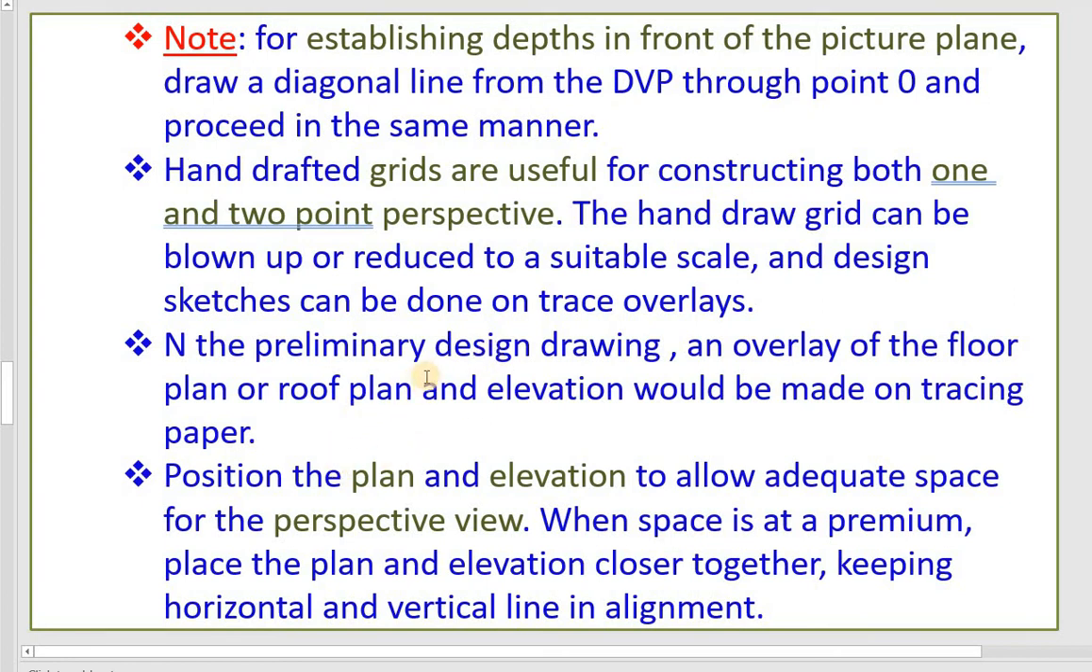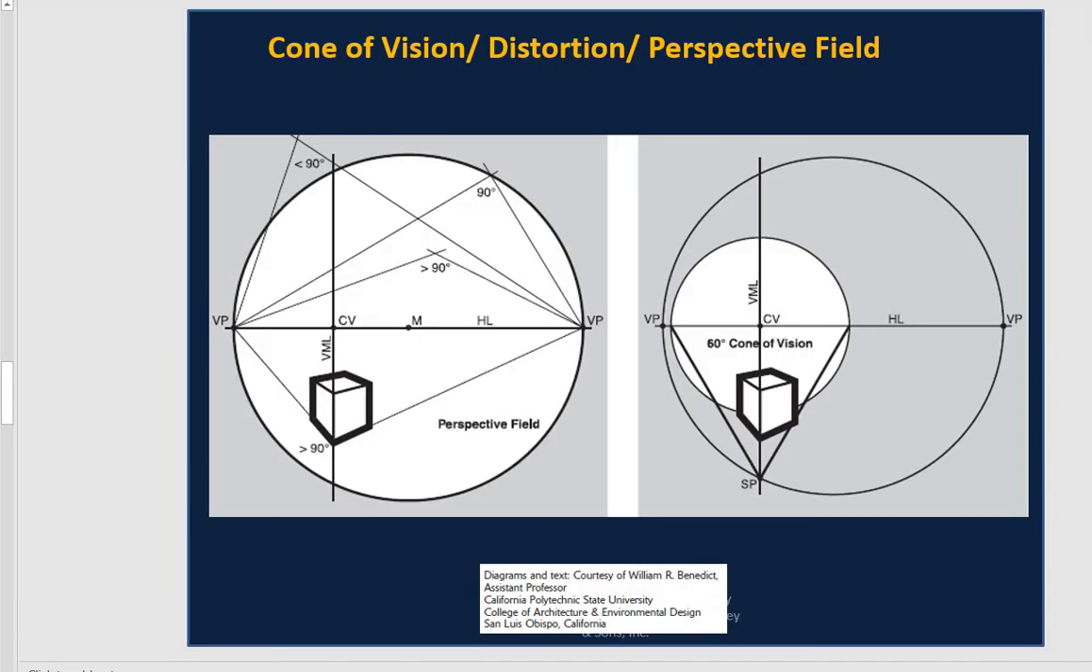And for the preliminary design drawing, an overlay of the floor plan, roof plan and elevation would be made on tracing paper. You can do it on the trace paper. Position plan and elevation to allow adequate space for the perspective view. When space is at a premium, lay the plan and elevation closer together. Keep horizontal and vertical line alignment. So that's some of the notes you need to remember when you start with 2-point perspective.